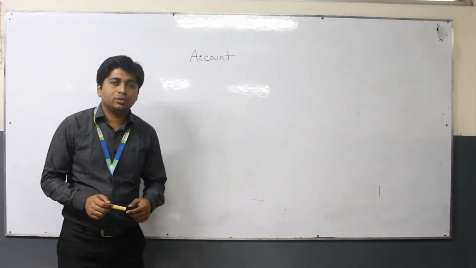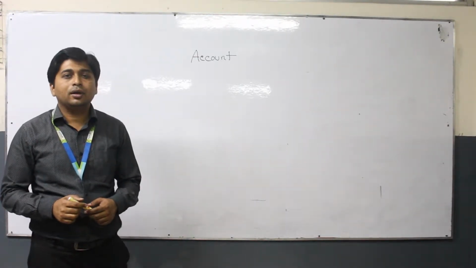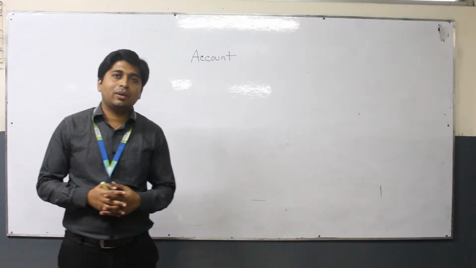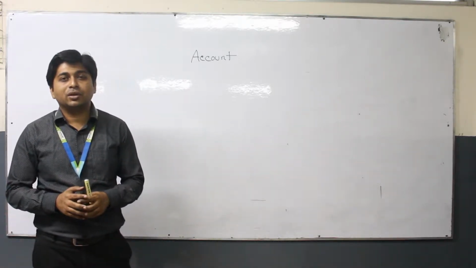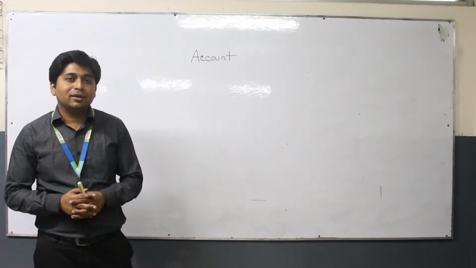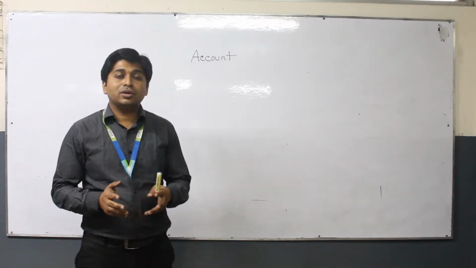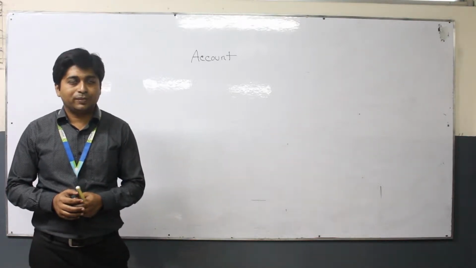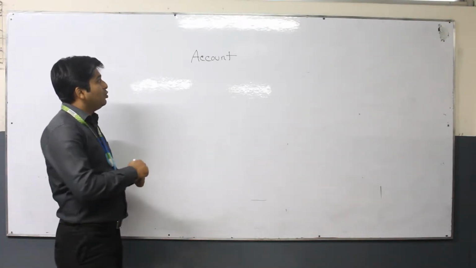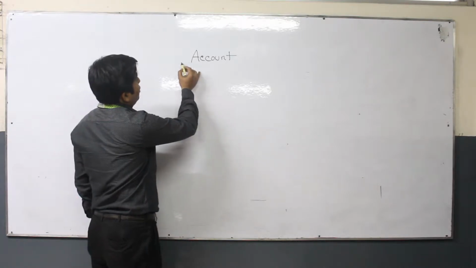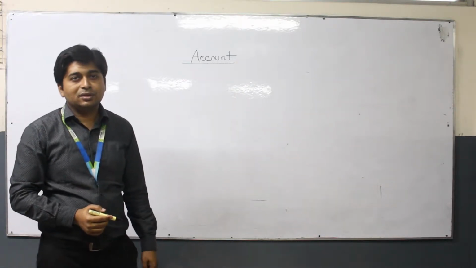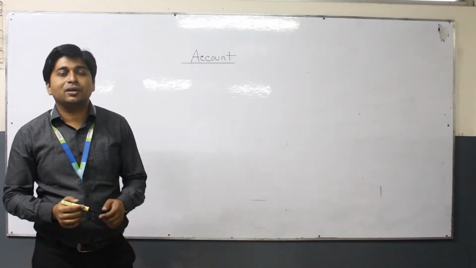So today we'll discuss what an account is. In the last chapter we already discussed the accounting equation, and we found that the accounting equation was assets equal to liabilities plus owner's equity. So account means the record of increase and decrease in a specific item.